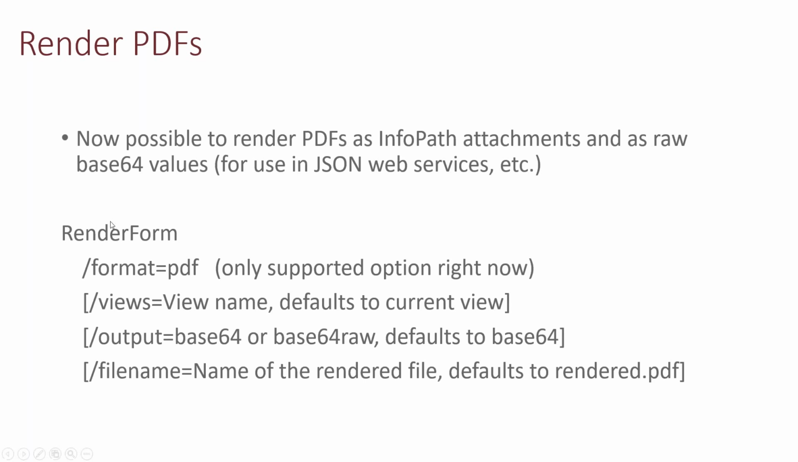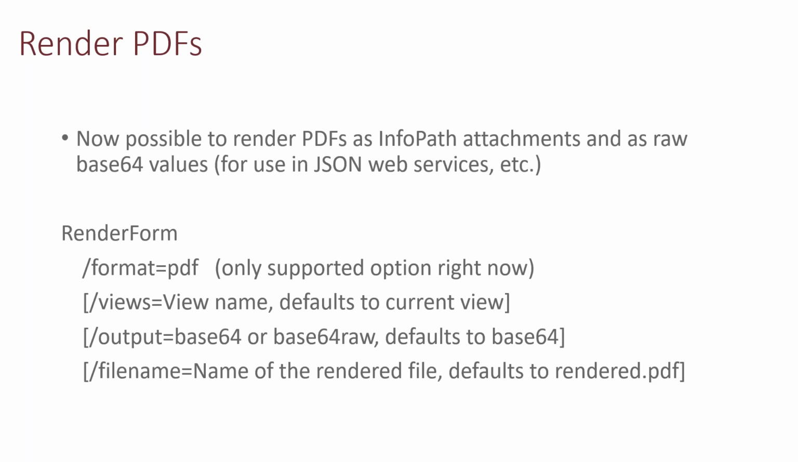So to get back to rendering PDFs, this is enabled via a new QRules command called render form. This is actually a command we have in the InfoPath version of QRules, and it's used for a slightly different purpose there, but we decided to piggyback on top of it for this PDF functionality, and then maybe at some later time we'll add the original functionality into this command as well. So right now, render form requires a format parameter of PDF. That's the only allowed option at the moment. For backward compatibility with the other command, we made it a required parameter.